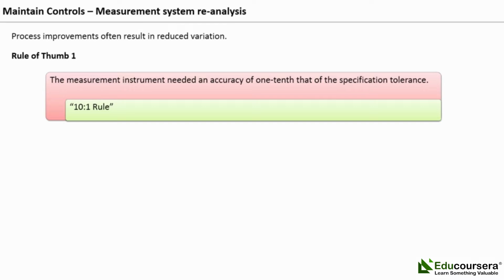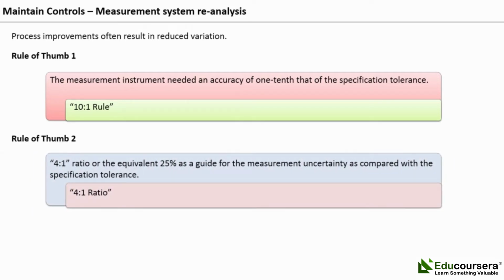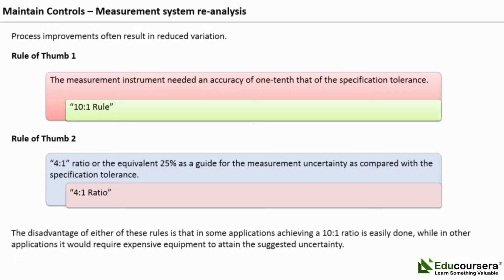some interpreted the requirement as 0.0005 or 0.001 based on the 0.1 of the tolerance. Other sources used a 4-to-1 ratio or the equivalent 25% as a guide for the measurement uncertainty as compared with the specification tolerance. The disadvantage of either of these rules is that in some applications achieving a 10-to-1 ratio is easily done, while in other applications it would require expensive equipment to attain the suggested uncertainty.